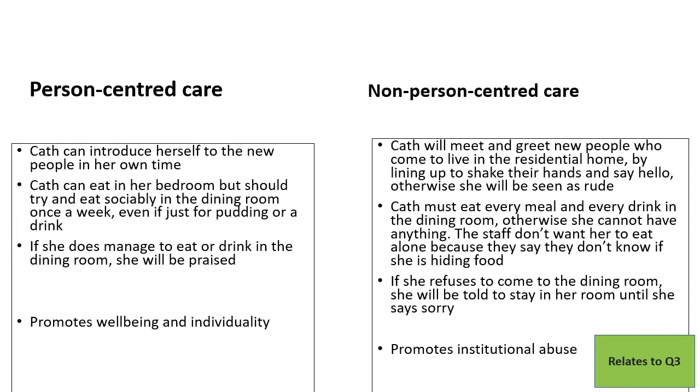Now, this promotes institutional abuse, and again, we've talked about institutional abuse in the past, and it's about just doing the same for every individual, every person. And as we can see, Kath has her own individual needs, and by having that non-person-centered care is really not going to do Kath any favors. It's not going to promote her well-being. It's just going to make her feel worse. So it's important that you do take that person-centered care approach with individuals.